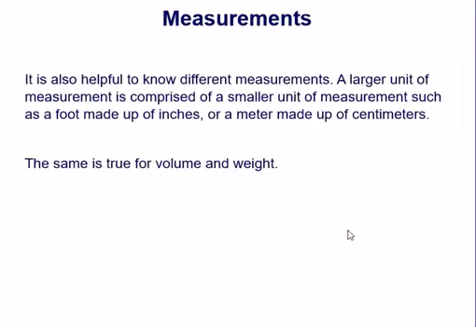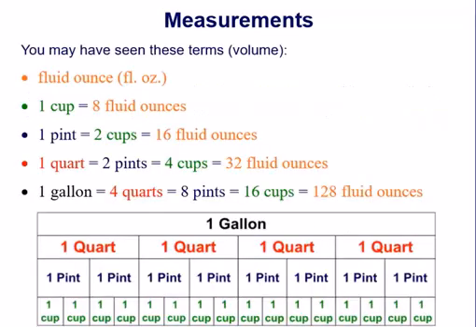Measurements. It is also helpful to know different measurements. A larger unit of measurement is comprised of a smaller unit of measurement, such as a foot made up of inches or a meter made up of centimeters. The same is true for volume and weight. So you may have seen these terms for volume. Fluid ounce, 1 cup equals 8 ounces, 1 pint equals 2 cups equals 16 fluid ounces, 1 quart equals 2 pints equals 4 cups equals 32 fluid ounces, and 1 gallon equals 4 quarts equals 8 pints equals 16 cups equals 128 fluid ounces. We have equivalents with all of these terms for volume.